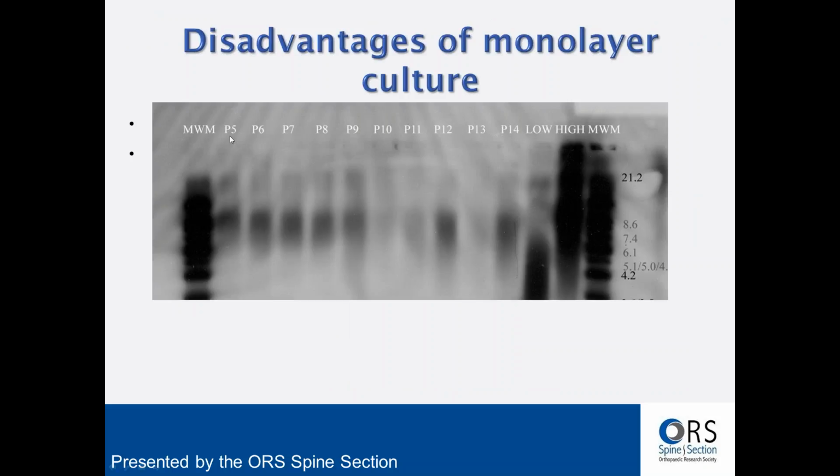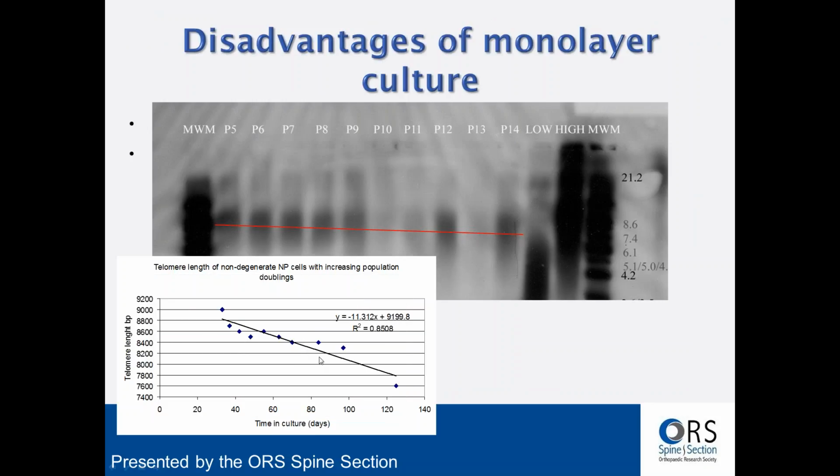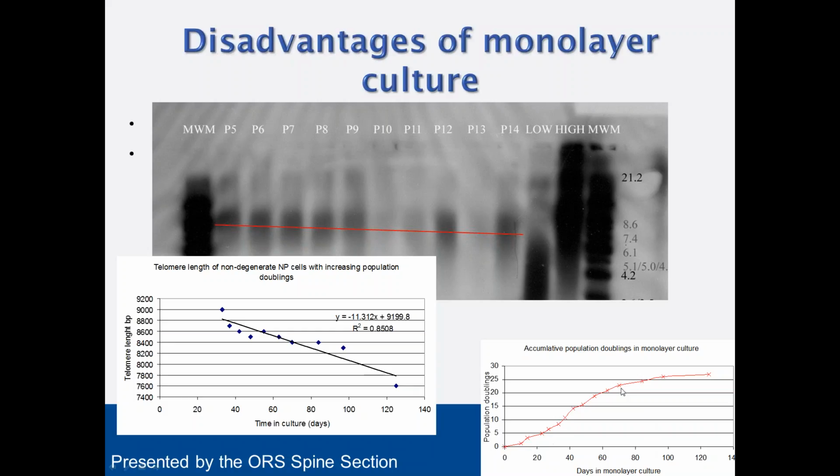So if we look at extended passage of cells, so looking from P5 up to P14, here what you can see is telomere length. So if we look here from passage 5 down to passage 14, we can see a clear decrease in telomere length, demonstrating that the telomeres are being shortened and generating replicative senescence. And if we quantify this from non-degenerate NP cells, you can see you get a significant decrease in telomere length over time in culture, which correlates with a decrease in the cumulative population doublings within this culture period.